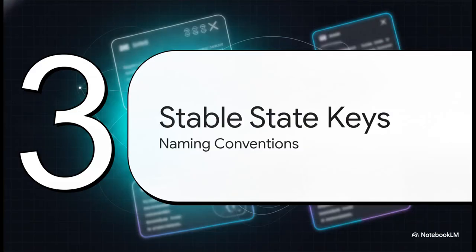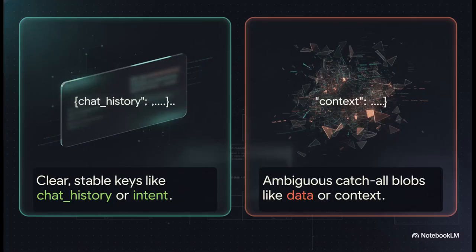Let's look at Section 3, Designing Stable State Keys. How you name the keys in your dictionary is make or break for your state machine. Good state design means using crystal clear, stable keys. Think chat history, intent, tool result, draft, or final answer.